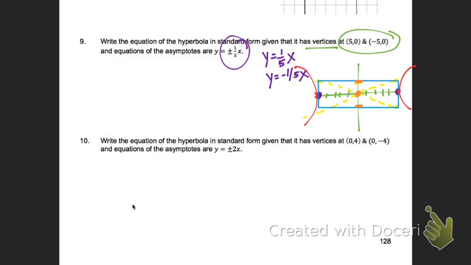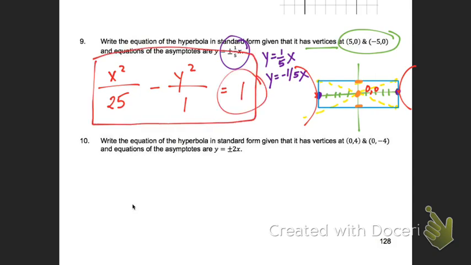Okay, so I know it's a horizontal, so my x is going to go first. My center is 0, 0, so it's just going to be x squared, because it'd be like saying x minus 0. So x squared over what? How did you get 25? It's to the left and right 5, and then I square it. Minus y squared over 1 equals 1. Good. And you just add this equals 1 at the end, always.